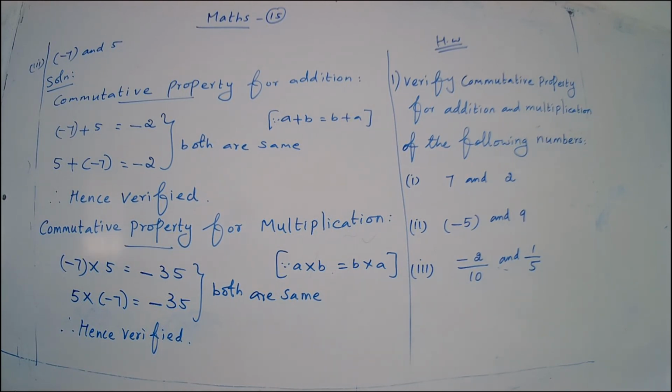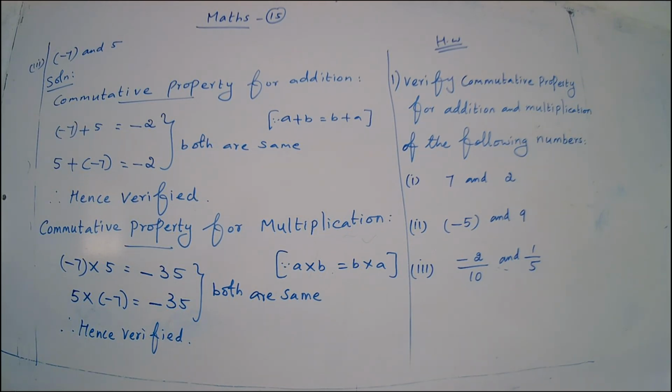Your question is, verify commutative property for addition and multiplication of the following numbers. First question is 7 and 2. So you check this property for addition and multiplication. Okay, children, the rule is a plus b is equal to b plus a, and a multiplied by b is equal to b multiplied by a.